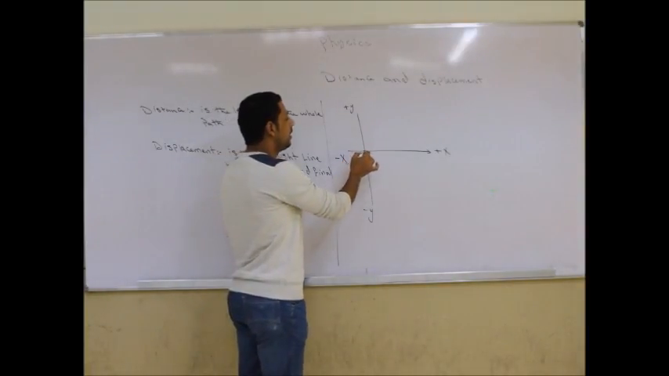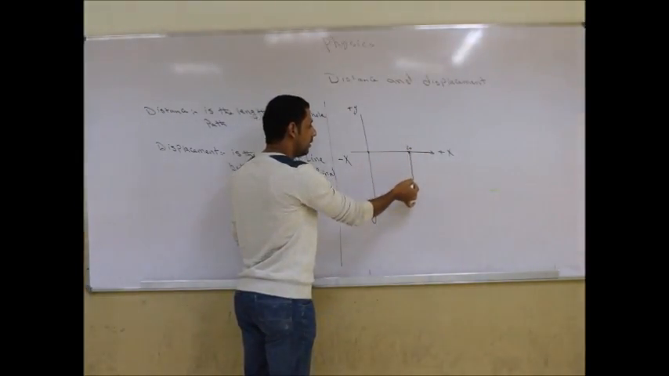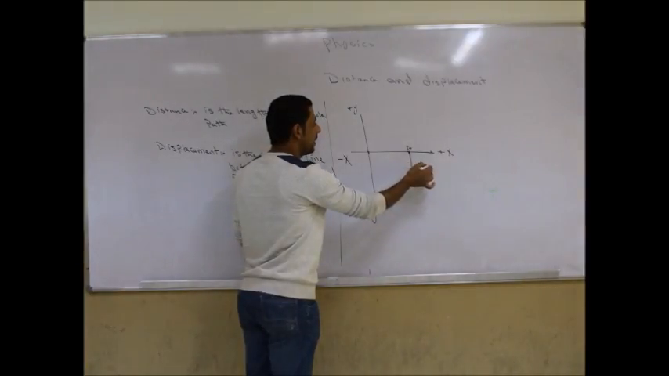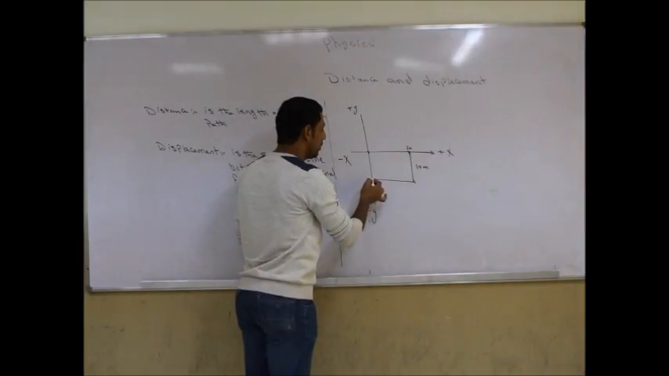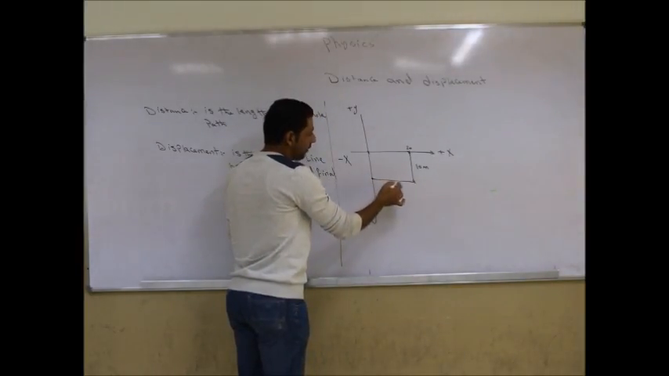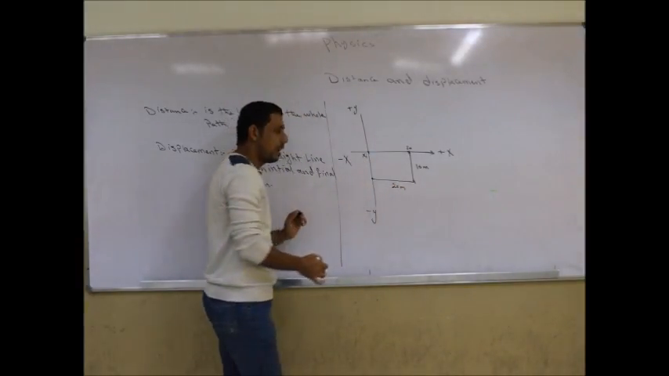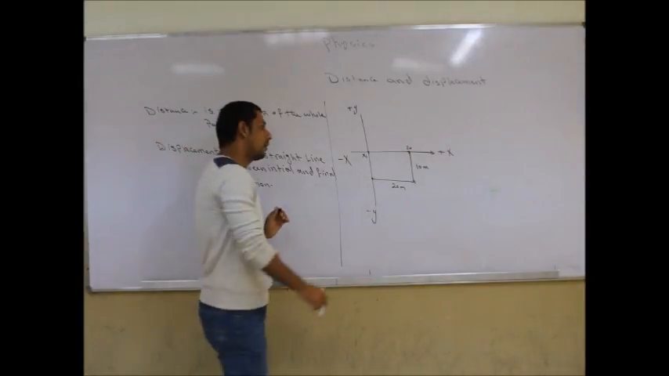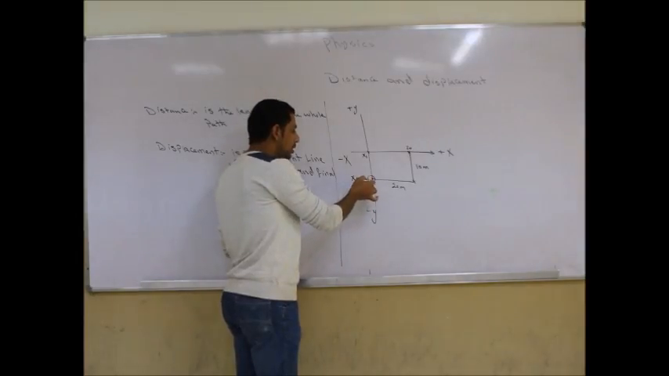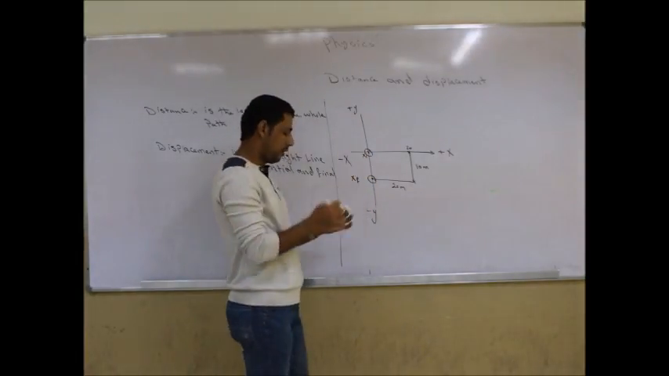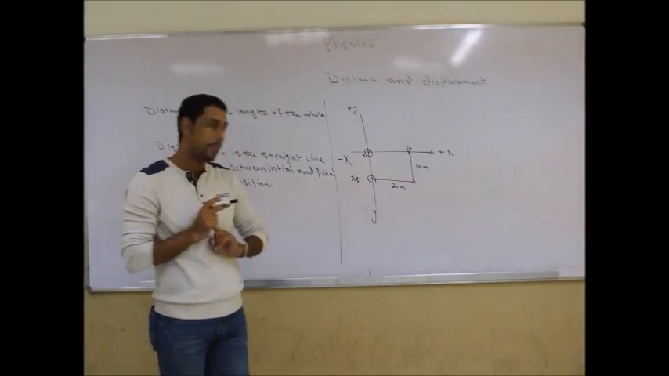For example, if someone is moving from this point, this is the origin point, he moves 20 meters to the right, then he moves down 10 meters, then he comes back to this point, which is 20 meters. He started from this point, xi, which means initial position, and ended at that point, xf, which means the final position. So we have two points. These two points are very important. Identify the initial and the final position.